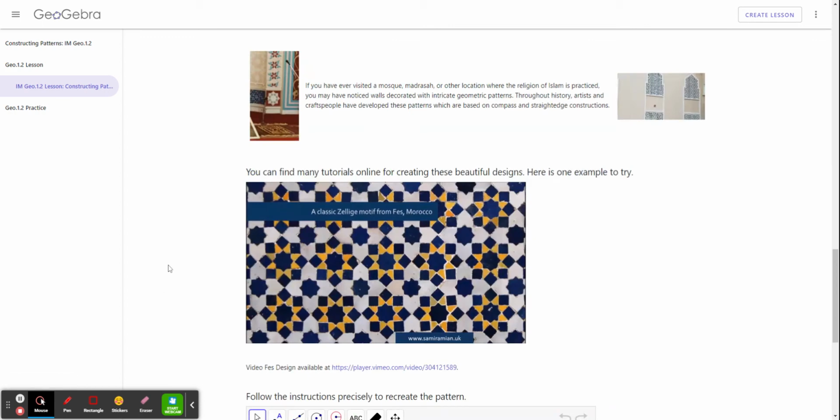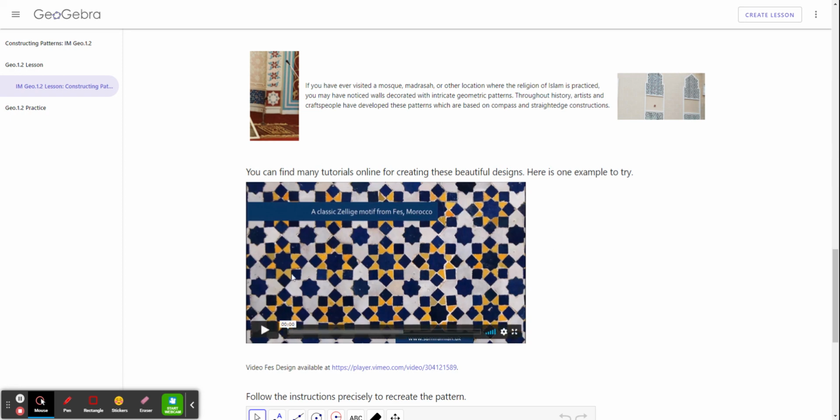All right, once you've created your own design, I'm going to have you try to follow some directions to recreate a pattern. And so you can kind of see a couple of examples here. If you have ever visited a mosque, madrasa, or other location where the religion of Islam is practiced, you may have noticed walls decorated with intricate geometric patterns. Throughout history, artists and craftspeople have developed these patterns, which are based on compass and straight edge constructions. So these fancy designs here are really just geometric constructions.